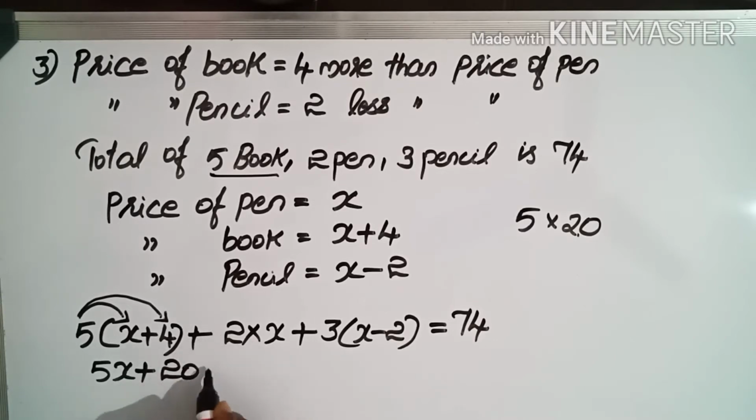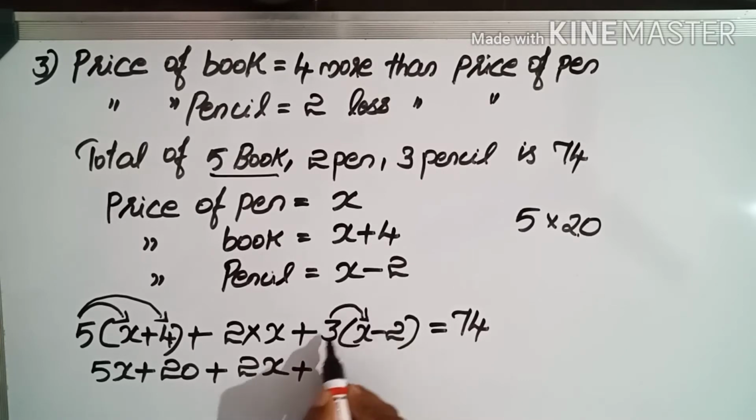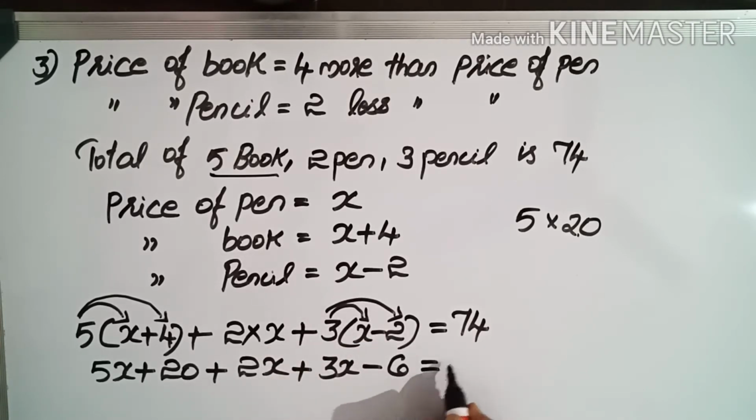Next plus here. 2 into x is 2x. Plus 3 into x. 3 into x first. So 3 into x is 3x. Next here minus sign, here positive sign. Positive into negative is negative. Then 3 into 2. So 3 twos are 6, equal to 74.